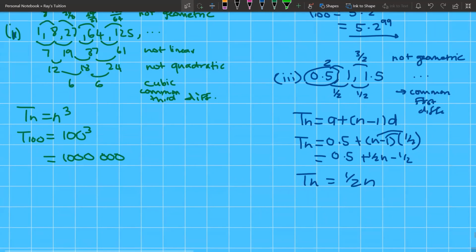The last one we have to do for this question is calculate T100. Substituting 100 in the formula, a half of 100 is 50.